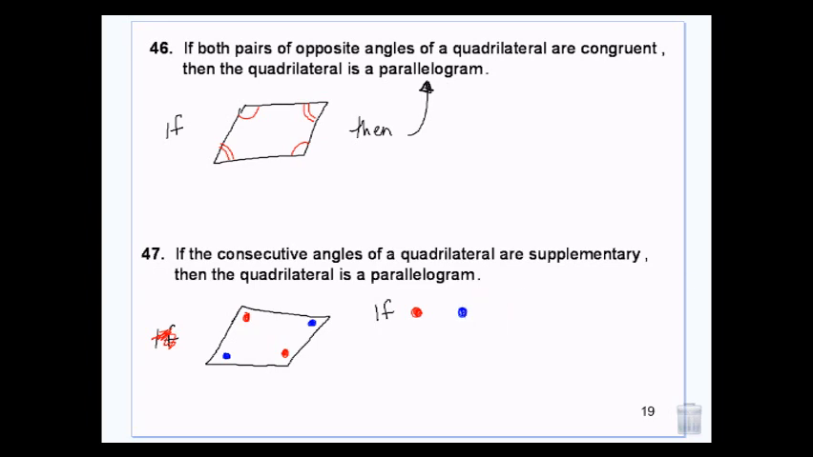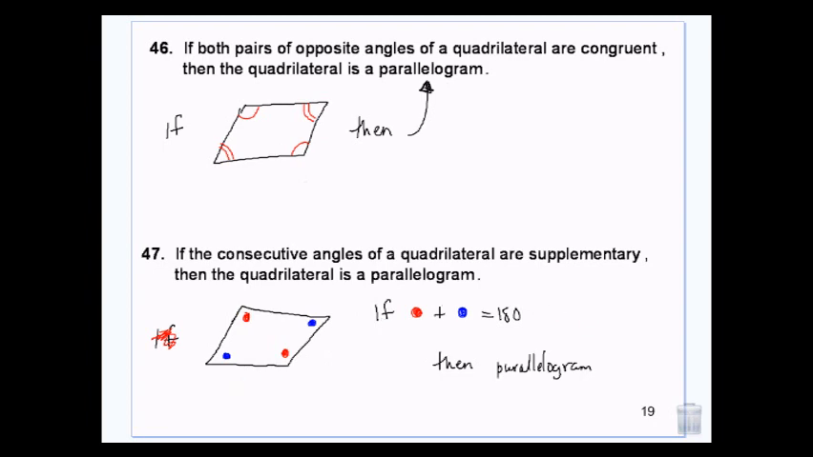So if red plus blue is 180, then you have a parallelogram. So opposite angles are congruent, you have a parallelogram. If consecutive angles add up to 180, you have a parallelogram.